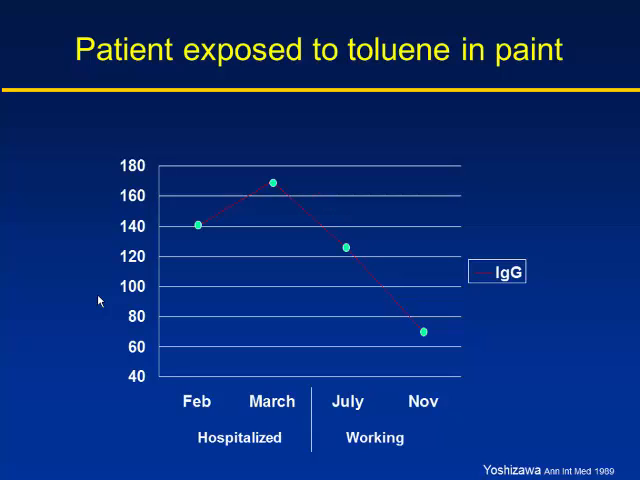And here's the same. This is the IgG level. The guy was hospitalized, and he didn't get any treatment of any kind. He just got a little bit of steroids and went back to work with a mask, because he had to go back to work for economic reasons. And then he got better, and interestingly, his IgG came down.